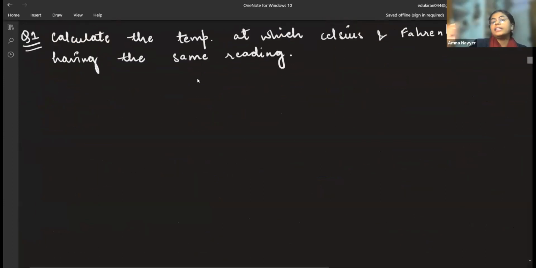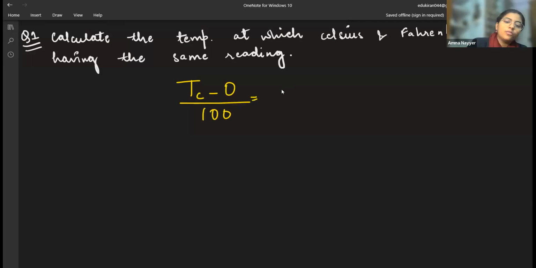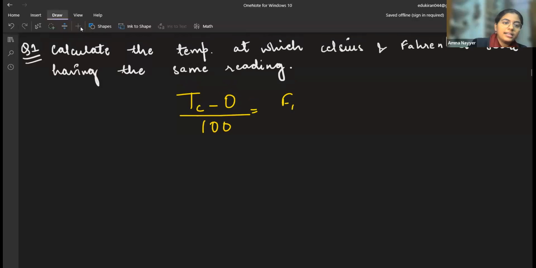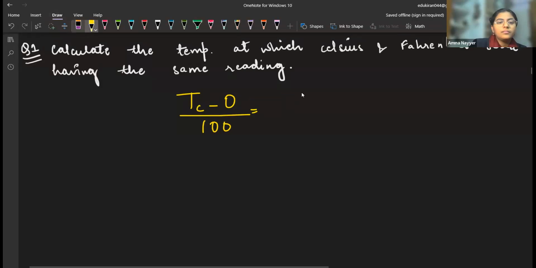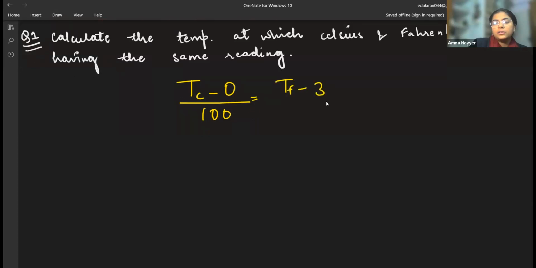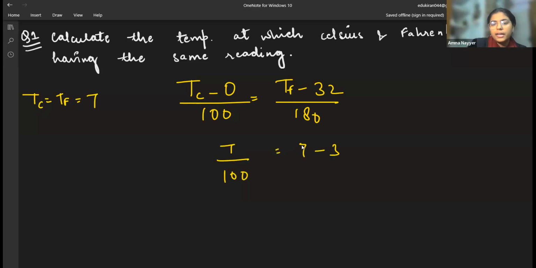This question says, calculate the temperature at which Celsius scale and Fahrenheit scale have the same reading. What was the Celsius scale portion? Tc minus 0 divided by 100. And Tf minus 32 by 180. The question says they are having the same reading. So we can write temperature in Celsius is equal to temperature in Fahrenheit is equal to T. Both are the same. So it will be T by 100 is equal to T minus 32 divided by 180.